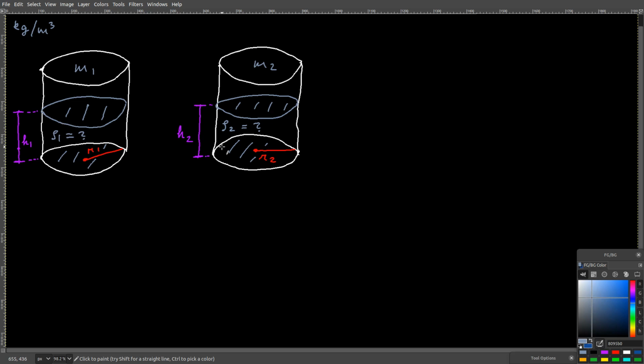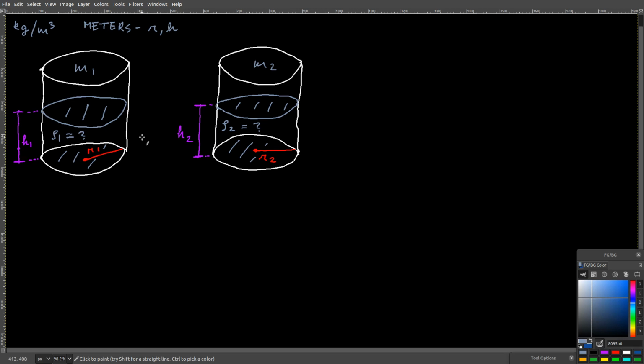Here's what we know. Each tank has a radius and the height of the liquid inside that tank. For the first tank, they are R1 and H1. And for the second tank, they are R2 and H2. Both the radii and the heights are in meters.